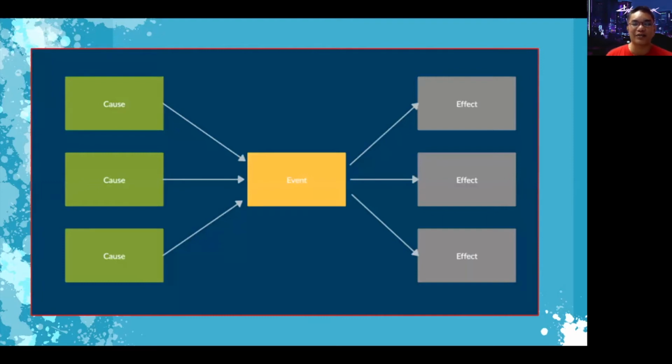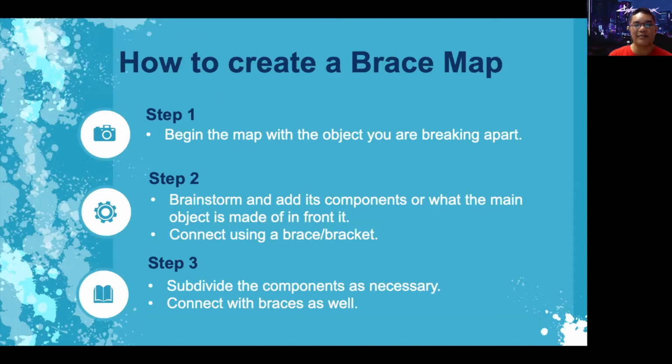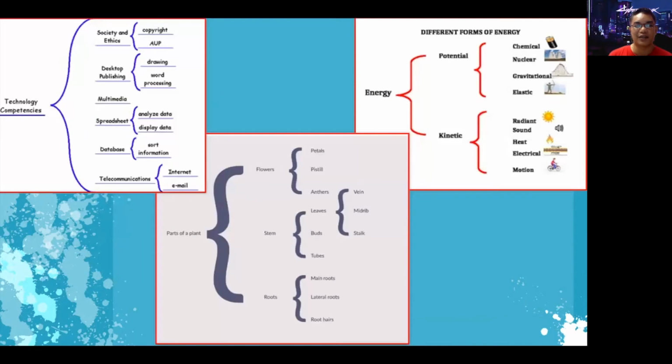So kalau kat tengah tu event tu keselamatan dalam vehicle, safety in the workshop, apa penyebab dia 3 dan apa kesan dia. Brace map, part to whole, used to evaluate the parts of a topic, used to deconstruct problems. How to create a brace map? Begin the map with the object you are breaking apart, brainstorm, subdivide. Itu dia. Kalau pandai boleh buatlah yang ni.